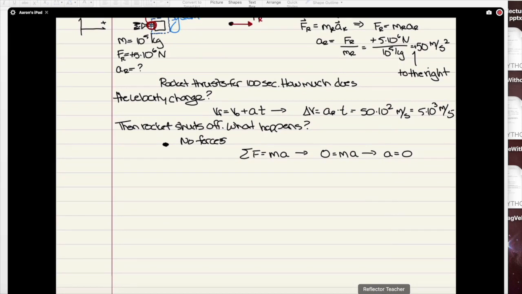Acceleration is how velocity changes. That implies the velocity then no longer changes. After the rocket turns off, it will continue to move at a constant velocity of whatever it was after it accelerated. If it had originally started at rest while the rocket was on, it would have gone from 0 to 5,000 meters per second. Then once it turned off, it would just continue going at 5,000 meters per second indefinitely until there was another force in town that acted on the rocket.